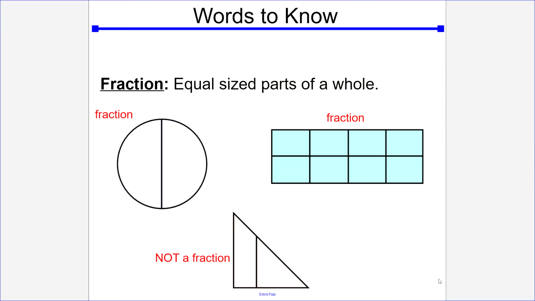You know that a fraction is equal-sized parts of a whole. This circle is showing fractions because there are two equal-sized parts. This rectangle is showing a fraction because there are 8 equal-sized parts. This triangle is not showing a fraction because while there are two parts, the two parts are not the same size or shape. The parts are not equal-sized.